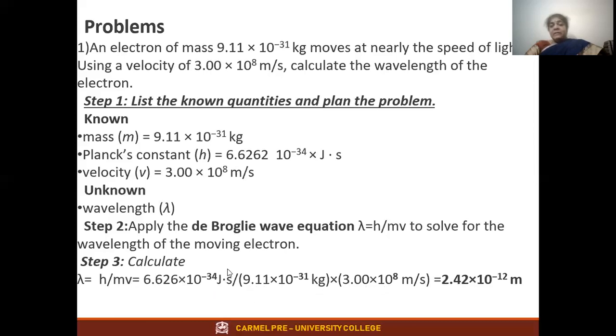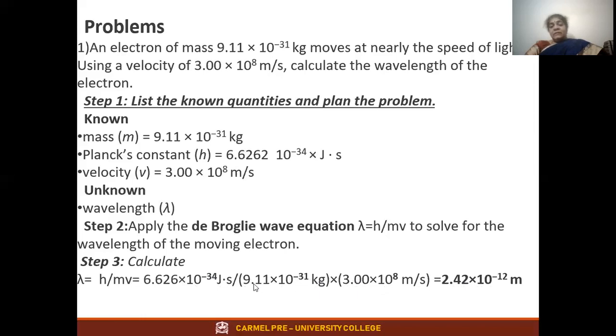If you go to the numerator, it becomes plus 13. So minus 34 plus 13 will be minus 11. So moving the decimals, finally you get 2.42 into 10 power minus 12 meter. So this part of it, students, practice doing it with a calculator.